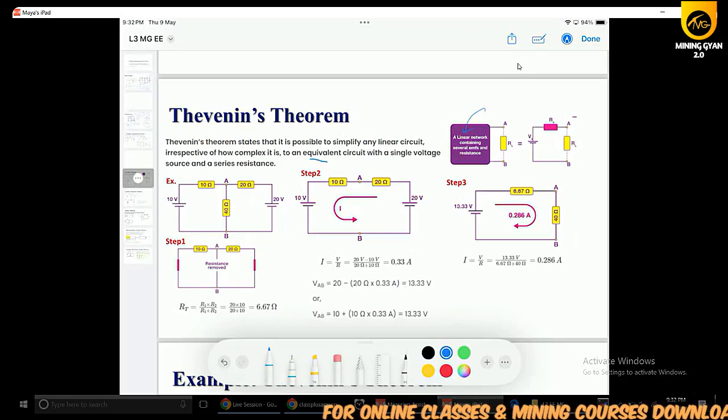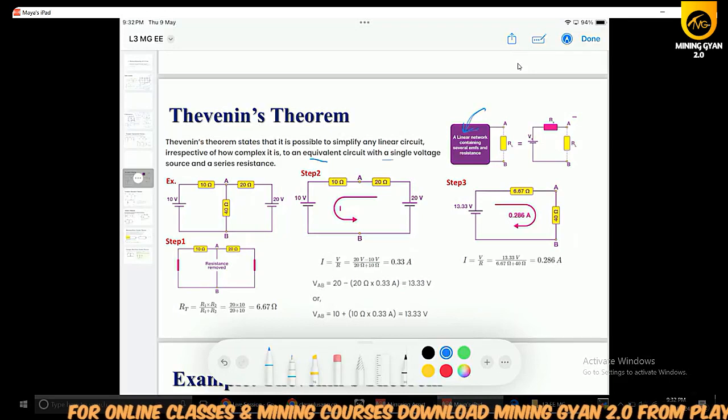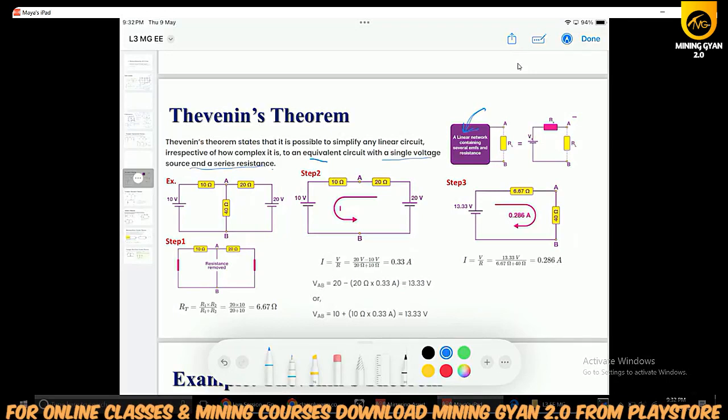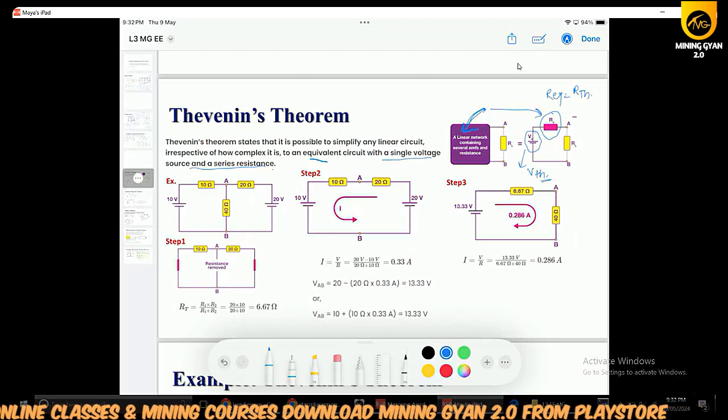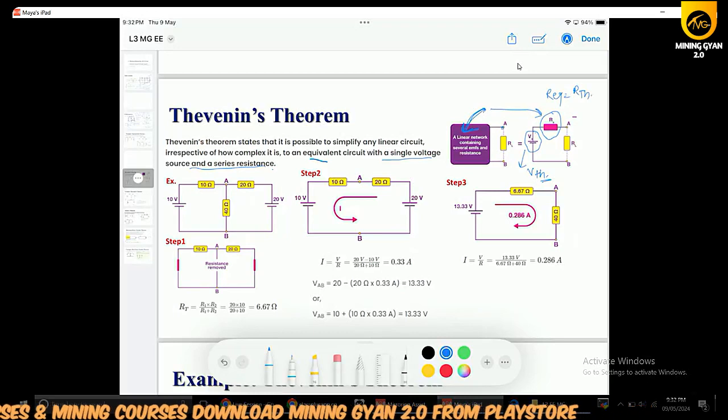According to Thevenin's theorem, it is possible to simplify this linear circuit to an equivalent circuit with a single voltage source and a series resistance. This linear circuit can be converted like this. There will be a single independent source and a single equivalent resistance. That equivalent resistance is called RTH, the Thevenin resistance, and this voltage source is called VTH, the equivalent voltage source across these two terminals.